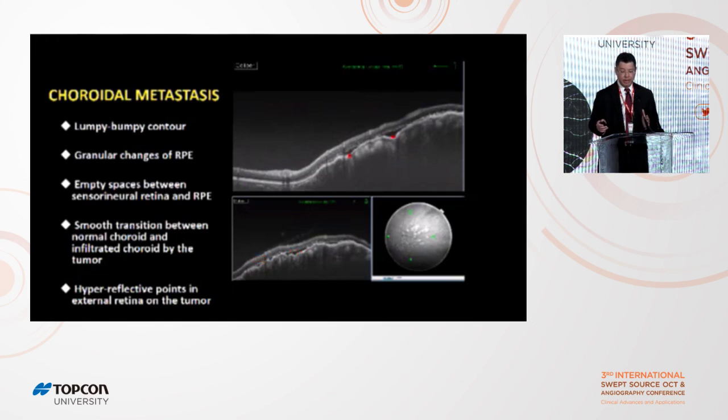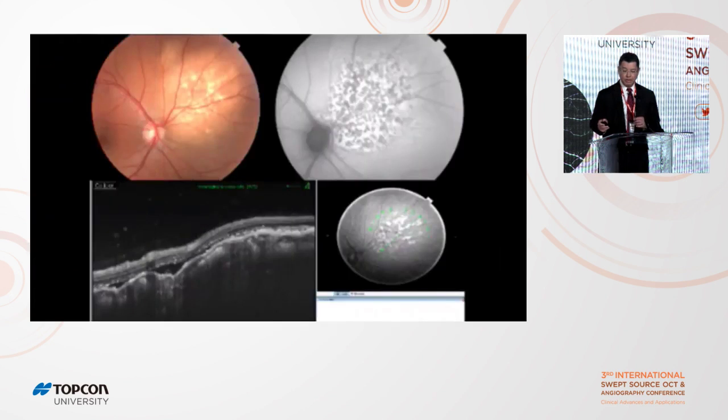And there are hyperreflective points in the external retina on the tumor, and we had described that on OCT years ago as well. And we can see this presence of these hyperreflective points in the external retina. This is another example that shows the metastatic lesion and the hyperreflective pinpoint lesions on the retina with the bumpy appearance and the subretinal fluid.